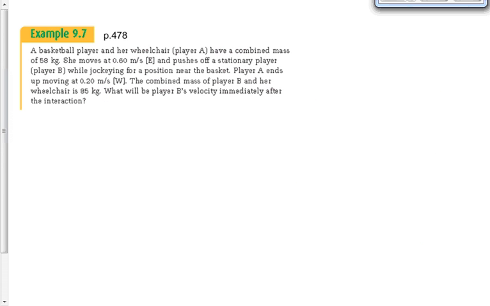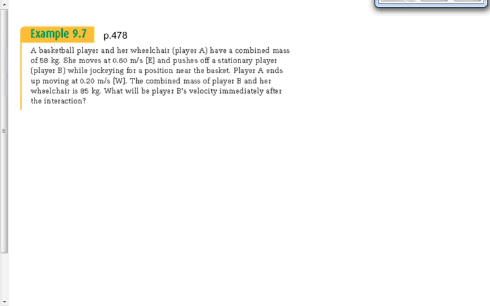Our next question, our example on page 478, says a basketball player and her wheelchair have a combined mass of 58 kilograms. She moves 0.6 to the east, pushes off a stationary player while jockeying for position near the basket. Player A ends up moving to the west. The combined mass of B and her wheelchair is 85 kilograms. What's player B's velocity immediately after the interaction?